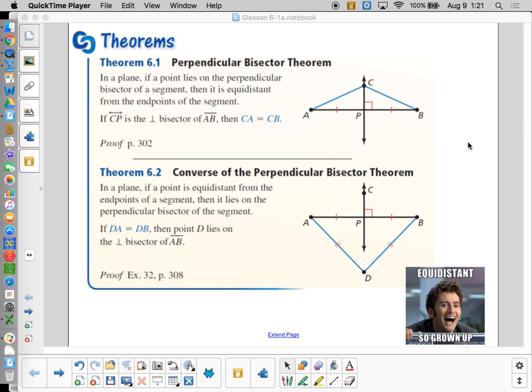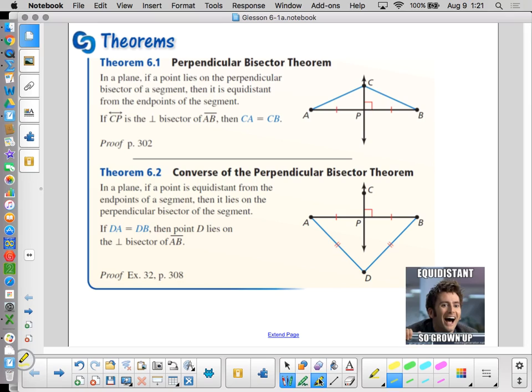We know that a perpendicular bisector is a line, ray, segment, something that splits a given segment. In this case, the segment is AB, and my bisector is line PC, and it splits AB evenly into two spots, so P is the midpoint of AB, and it is perpendicular to segment AB. So that's the name perpendicular bisector.